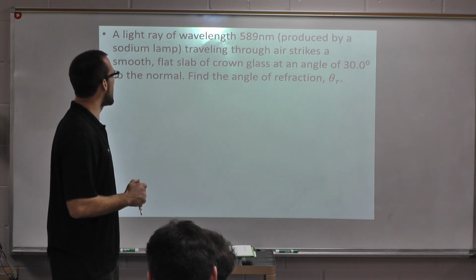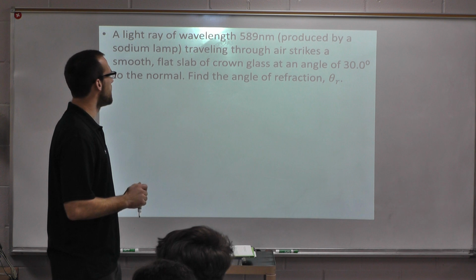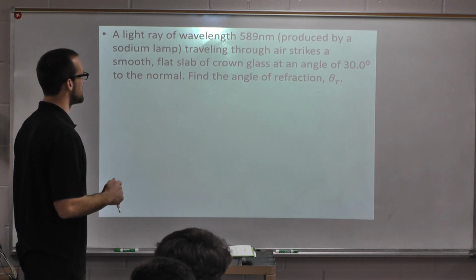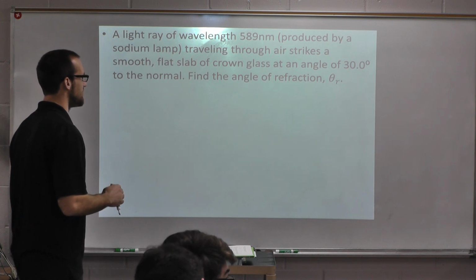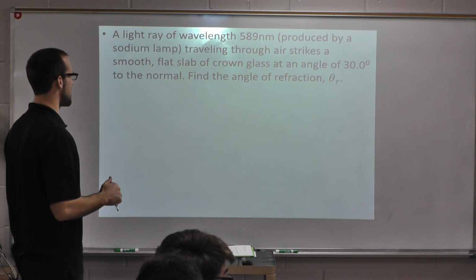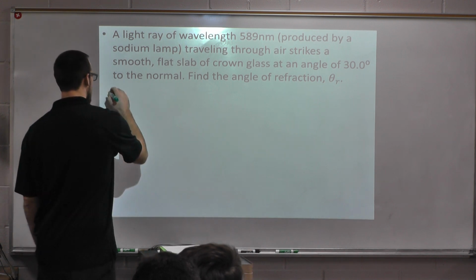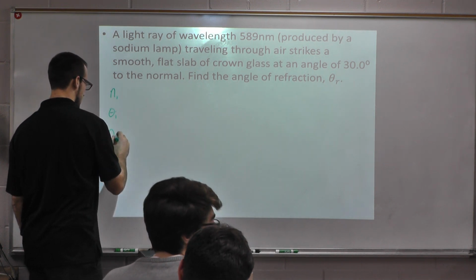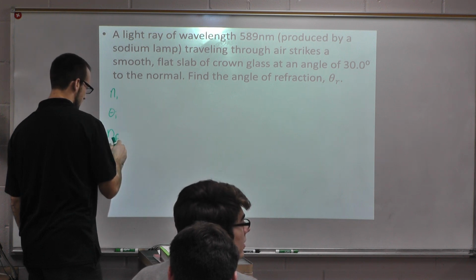A light ray of wavelength 589 nanometers, produced by a sodium lamp, travels through air, strikes a smooth, flat slab of crown glass at an angle of 30 degrees to the normal. Find the angle of refraction. Okay. We have an NI, an angle of incidence, an NR, and an angle of refraction.